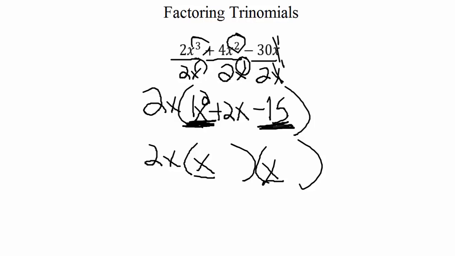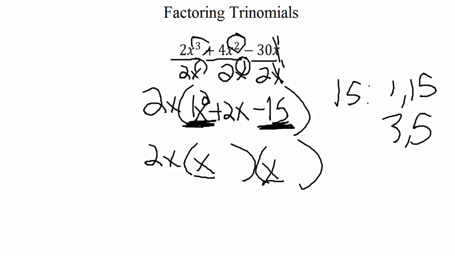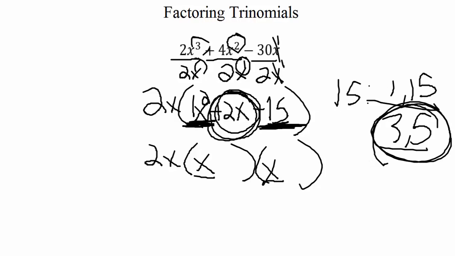Then we need to move our attention to our last term, the 15. And we need to list all the different factors of 15. So what can multiply to get 15? 1 times 15 is 15, and 3 times 5. That's about it. So remember, what we want is the combination that multiplies to get our last term, but adds or subtracts to get our middle term, which in this example is a 2. So taking a look at our two different sets of factors here, the only thing that would work is the 3 and the 5, right? Because 5 minus 3 is a 2. So I'm going to put the 3 here, and I'm going to put the 5 there.